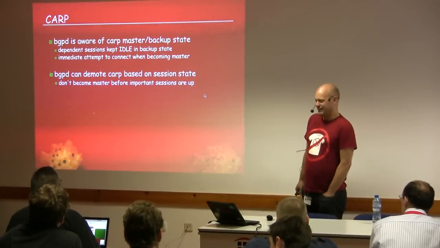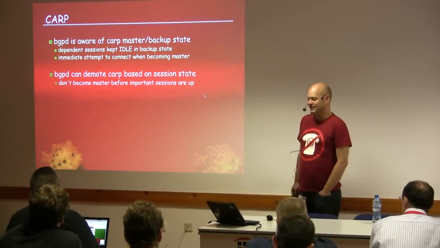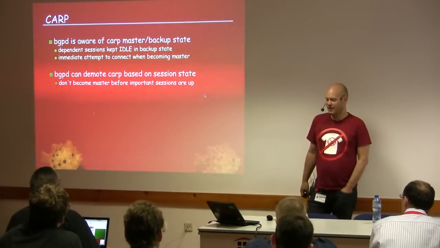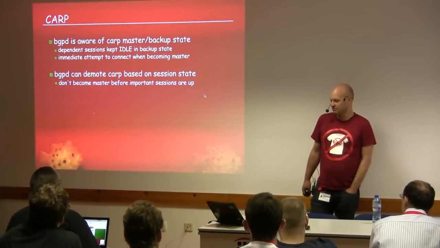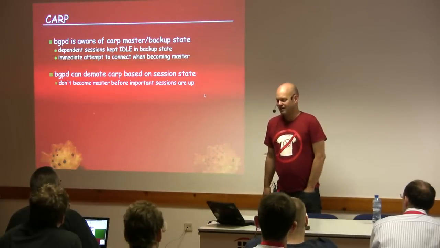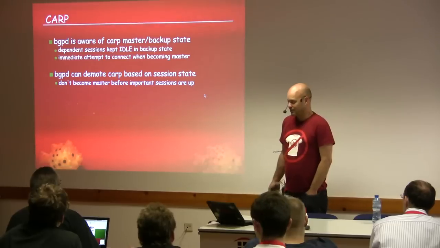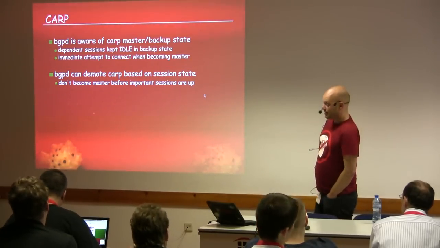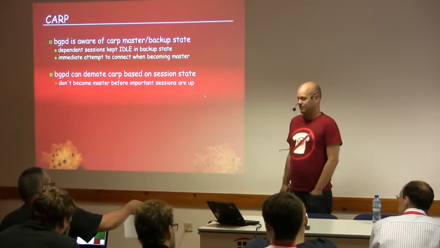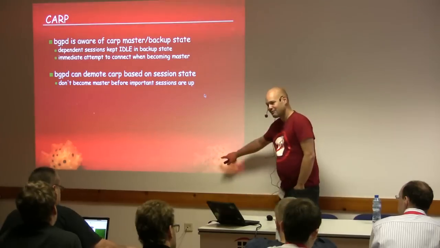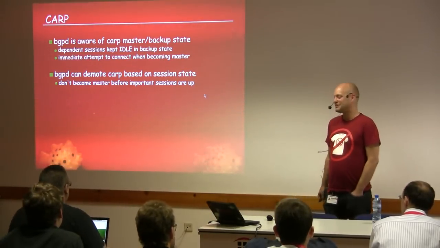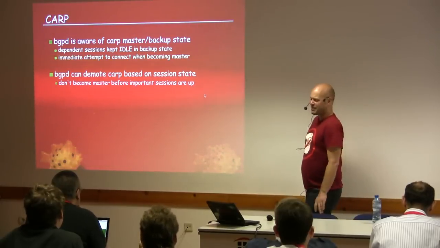Your BGP router is obviously important; if it's down or offline, that's a problem. So how about using two in a redundant setup and failing over? We generally have CARP to do that, and now we just need to integrate the two. BGPD is aware of the CARP master or backup state.